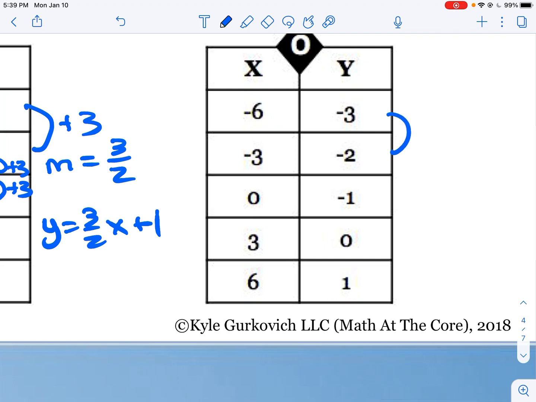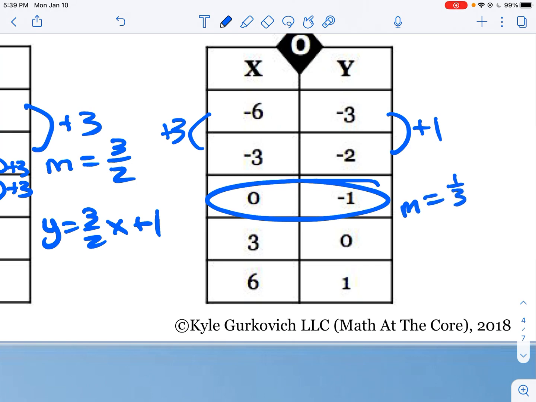Last but not least, went up by 1, went up by 3. This is my y-intercept. My slope is 1/3. So I get y equals 1/3 x minus, oops, wrong number, minus 1.